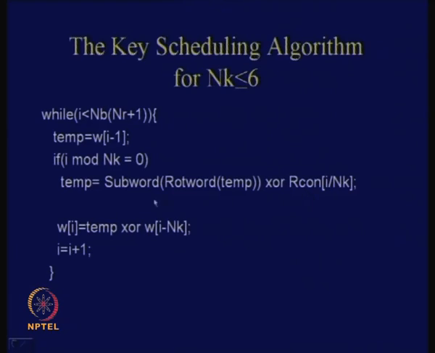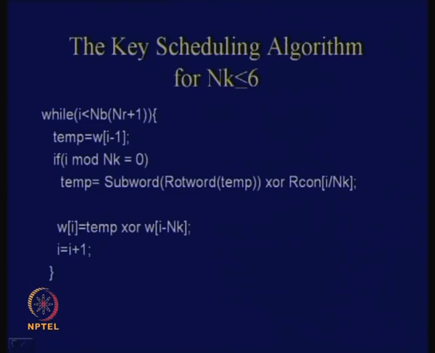If you do not do this, I mean if i mod Nk is not equal to 0, then you just take the previous word, right, you do not do any operation. Then what you do, you just XOR that with W[i-Nk]. So in our case of AES-128, I was taking the previous 4th word, right. So that is precisely what Nk stores. But for other values, like when Nk is equal to 6, instead of taking the 4th previous word, I will take the 6th previous one.